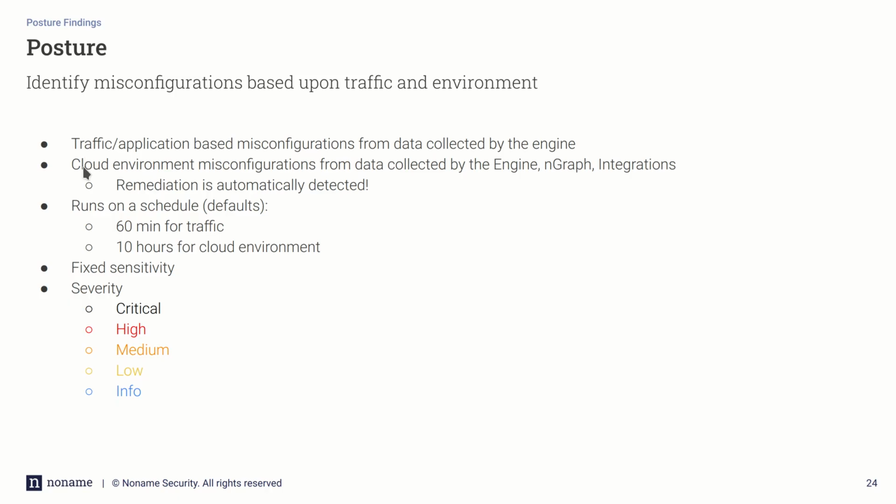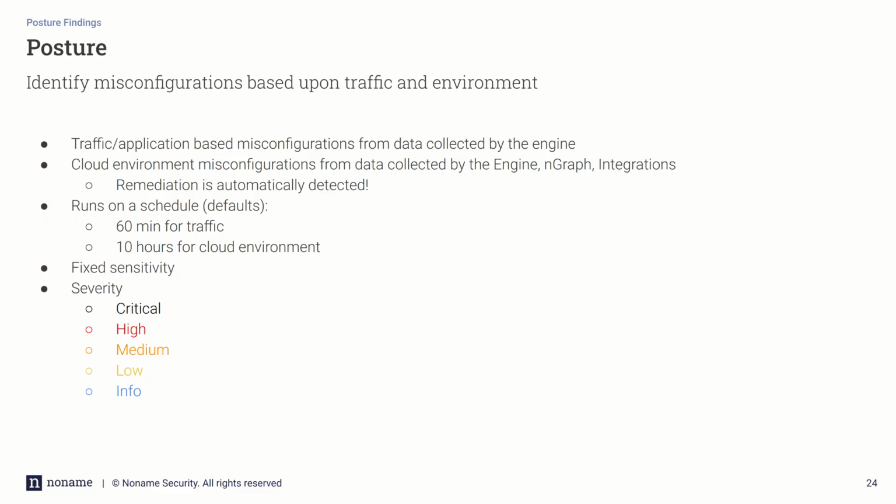As I mentioned earlier on, posture findings are identified by scanning proactively your environments and your applications. It runs on a schedule, 60 minutes for traffic-based misconfigurations, and every 10 hours for scanning your cloud environments, your environments in general. And these are the default values, by the way, right? These may be different on your environment.